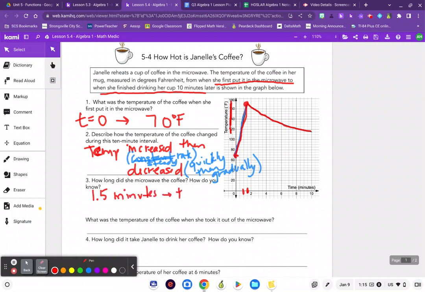And how do you know? The temp stopped increasing. And what was the temperature of the coffee when she took it out? So at this highest point right here, it looks like 170 degrees Fahrenheit.